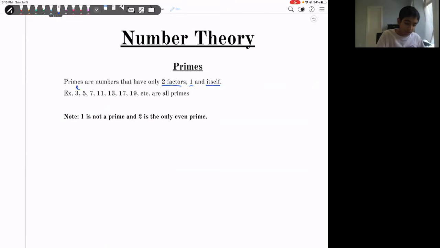And a special note here is that 1 is not a prime. This is because it only has 1 factor, 1, and 2 is the only even prime. So this is something special that we should always keep in mind. Now let's move on to a slightly more difficult problem with this concept in mind.